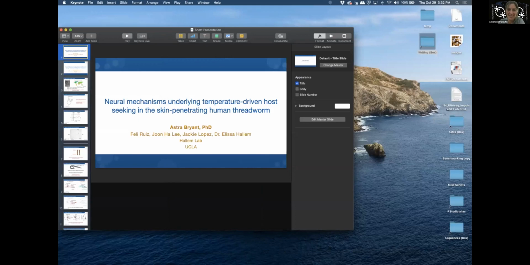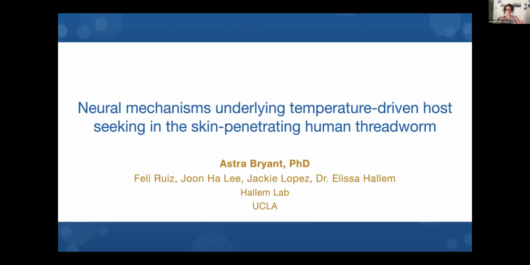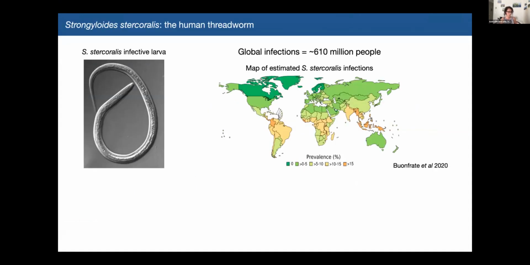Hi, everyone. Can folks see us? Okay, perfect. As you heard, I'm Astra, and today I'm going to be talking about my postdoctoral research attempting to understand the neural mechanisms that underlie temperature-driven host seeking in the skin-penetrating human threadworm, Strongyloides stercoralis.